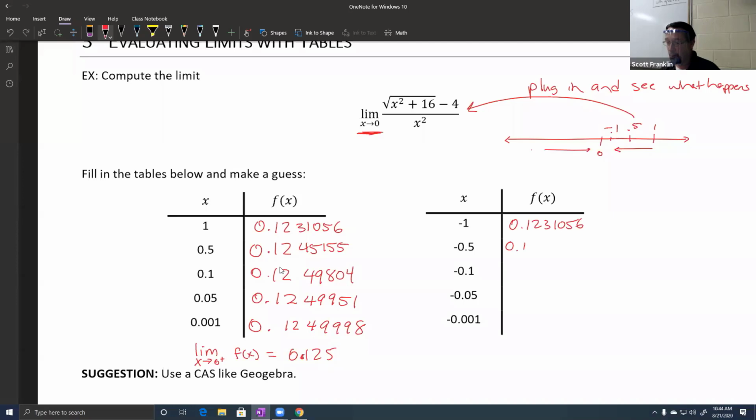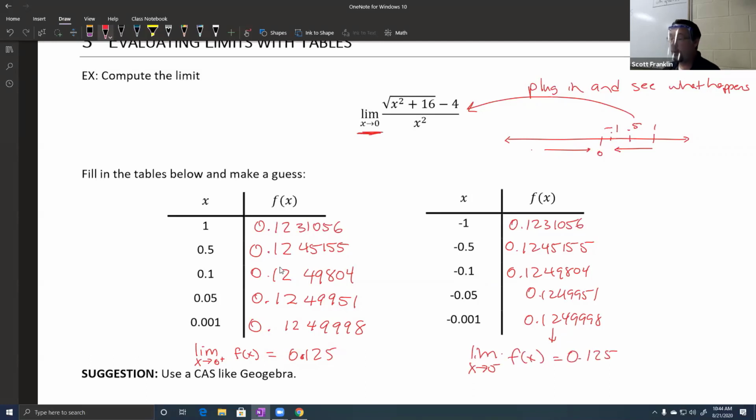0.1231056, 0.1245155, 0.1249804. I'm just writing down the same thing to the left over here on the right. 0.1249951 and 0.1249998. It appears that this is going to the same thing, 0.125 from the left, which would mean you put these two pieces together and you get your answer. I would say the answer is that's 5.